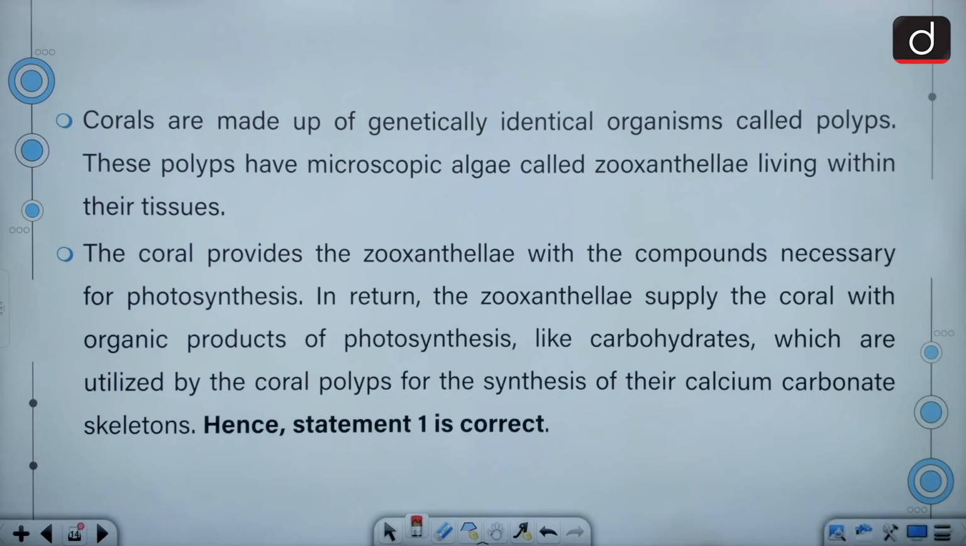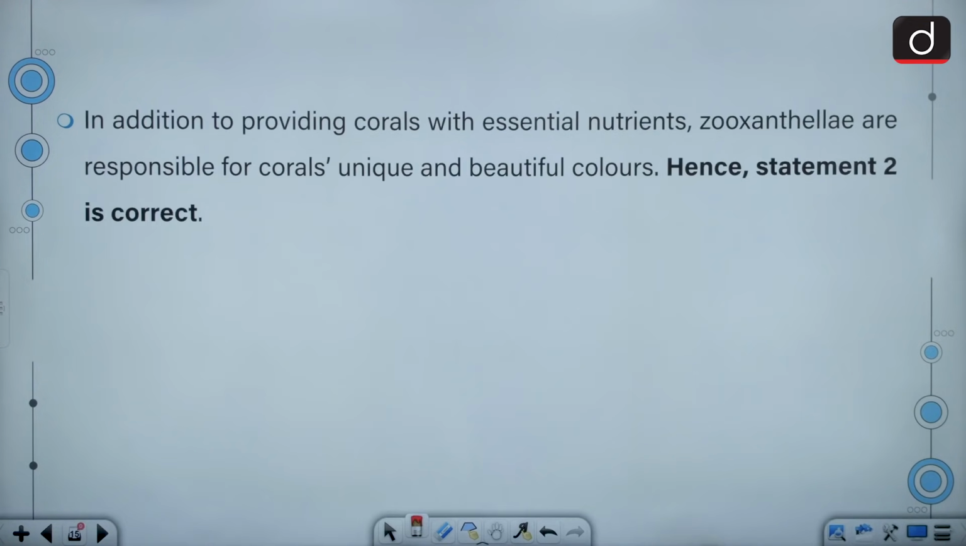In return, the zooxanthellae supply the corals with organic products of photosynthesis like carbohydrates, which are utilized by the coral polyps for the synthesis of their calcium carbonate skeletons. Moving on, in addition to providing corals with essential nutrients, zooxanthellae are responsible for corals' unique and beautiful colors.